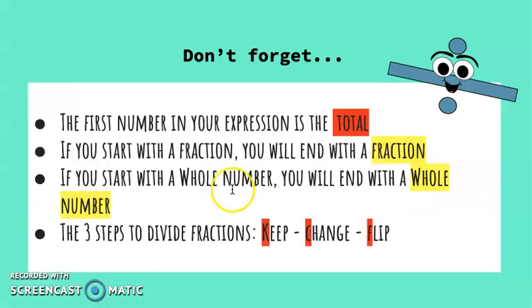So now, don't forget that the first number in your expression is the total. If you start with a fraction, you will always end with a fraction. If you start with a whole number, guys, you will always end with a whole number. And your 3 steps to dividing fractions: keep, change, flip.